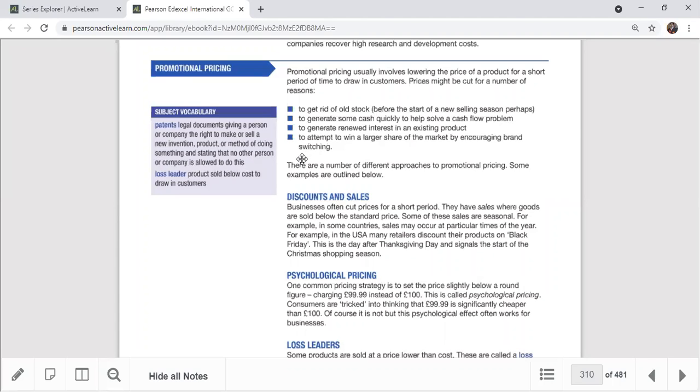I should go to this option also, like that. They're going to switch the brand, not win a large market share. Okay, there are a number of different approaches of promotional pricing. Some examples are given below.